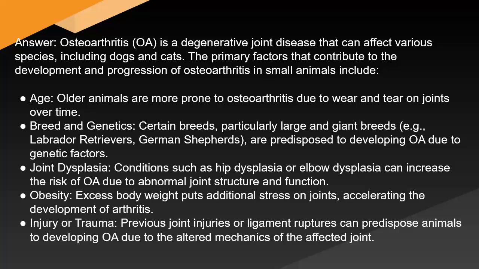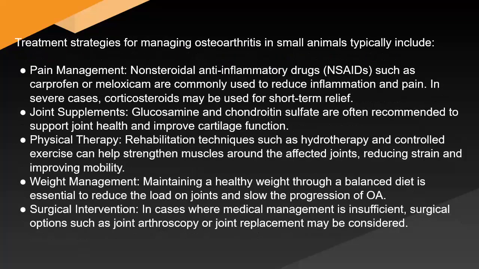Injury or trauma. Previous joint injuries or ligament ruptures can predispose animals to developing OA due to the altered mechanics of the affected joint. Treatment strategies for managing osteoarthritis in small animals typically include pain management. Non-steroidal anti-inflammatory drugs, NSAIDs, such as carprofen or meloxicam, are commonly used to reduce inflammation and pain. In severe cases, corticosteroids may be used for short-term relief. Joint supplements. Glucosamine and chondroitin sulfate are often recommended to support joint health and improve cartilage function. Physical therapy.